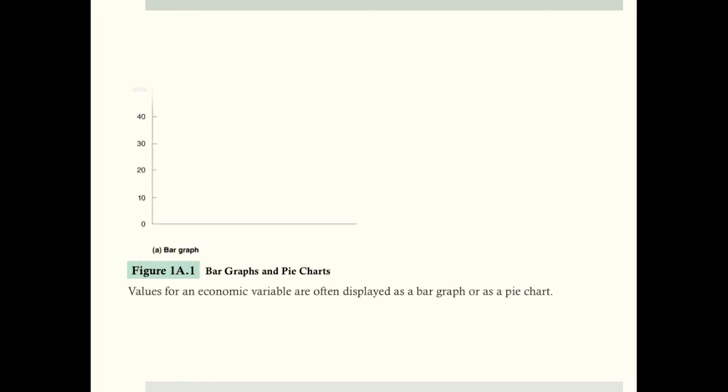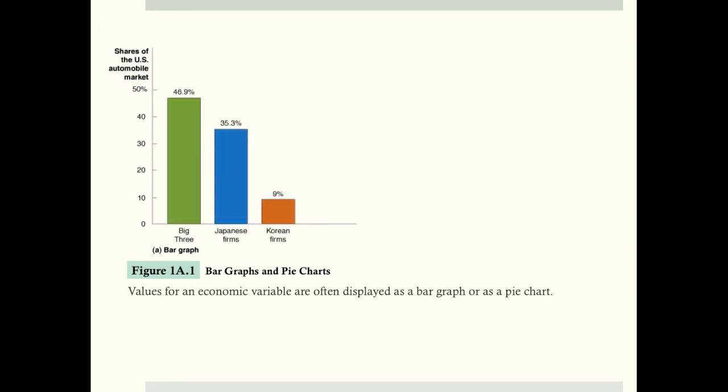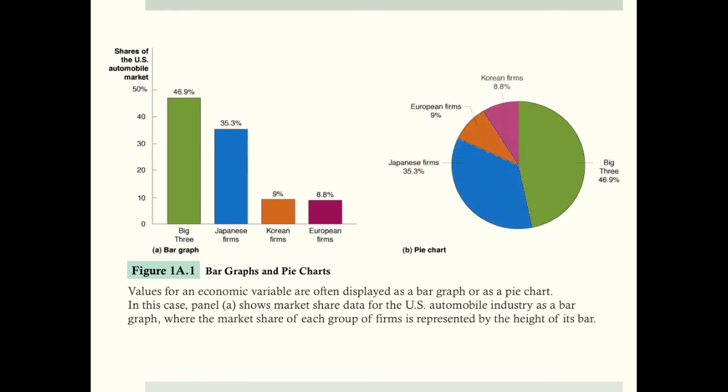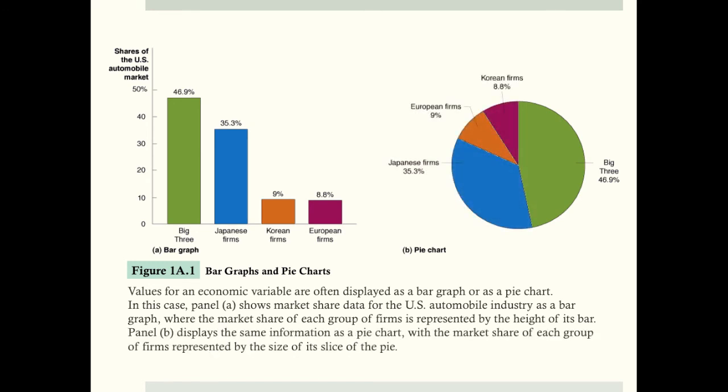This is figure 1A.1 from your textbook, and it shows an example of a bar graph and a pie chart. So again, values for an economic variable are often displayed as a bar graph or as a pie chart. In this case, panel A shows market share data for the U.S. automobile industry as a bar graph, where the market share of each group of firms, the big 3, Japanese firms, Korean firms, and European firms, are represented by the height of its bar. Panel B displays the same information but as a pie chart, with the market share of each group of firms represented by the size of its slice of the pie.